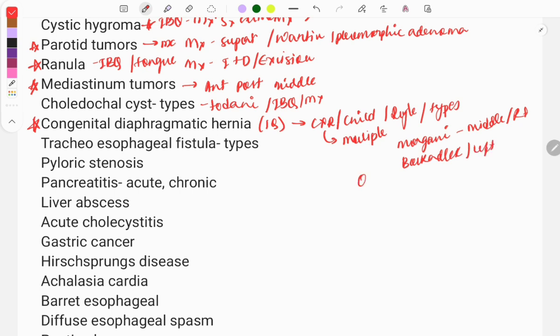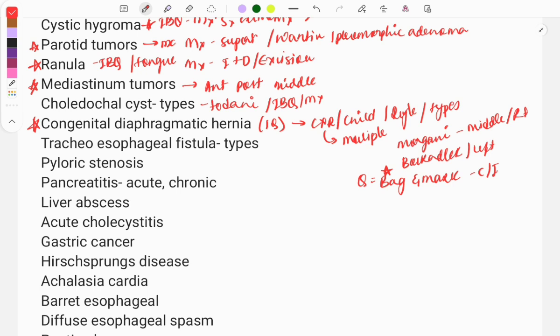And another very important point which you must remember from the congenital diaphragmatic hernia is that bag and mask ventilation is contraindicated in it. Asked many times as a one-liner. So these were some points which you must know from the congenital diaphragmatic hernia.